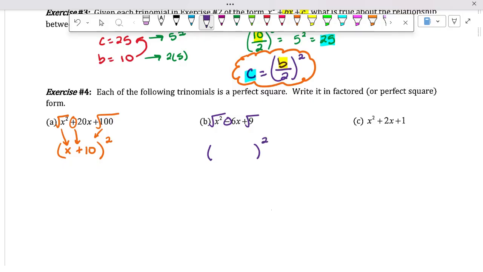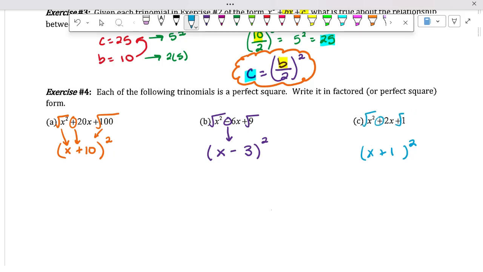So what do you think this one would be? Not x plus 3, x minus 3. That's why I say keep the sign in the middle. Because remember, what's negative 3 squared? Positive 9. That's why it's a plus here. But if we do negative 3 times x, that's negative 3x. Negative 3 times x is negative 3x. Add them together, you get negative 6x. Okay, what about this last one? What would it be? X plus 1, what? Squared. So we square root that, keep the sign.